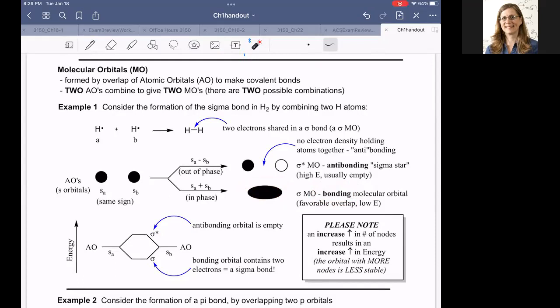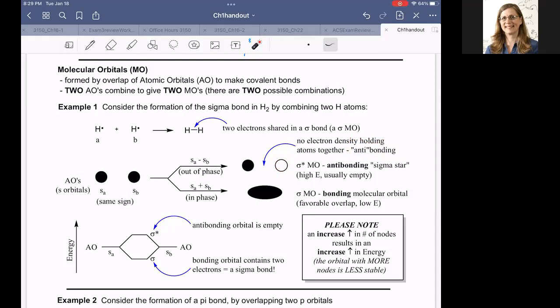a sigma bond. Okay, but if we combine them by subtracting one from the other, so if one of these was a plus phase and the other one was a minus phase, then if we have just no shading, they're going to have a destructive overlap. They're not going to be favorable. And so we end up with the MO having two separate lobes like this, with a node in between where the mathematical sign changes. And we describe this as an anti-bonding orbital, because if electrons were in this molecular orbital, they would not do anything to help keep those two atoms together.